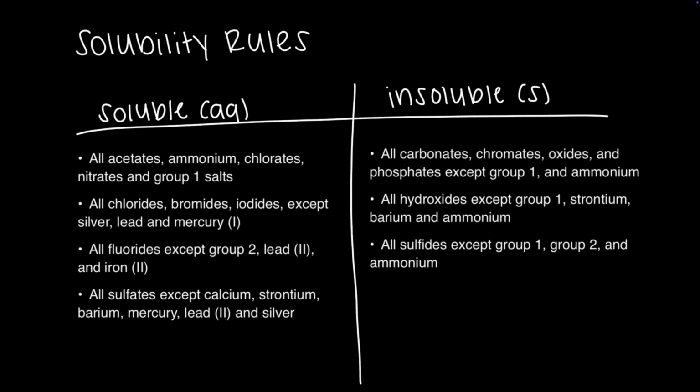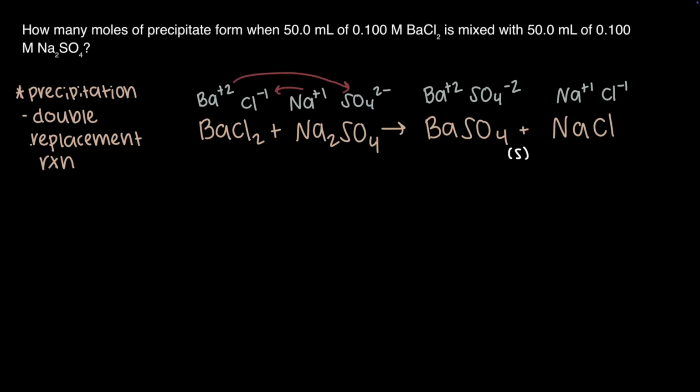Looking at solubility rules, we have all sulfates are soluble except bonded to calcium, strontium, barium, mercury, lead-2, and silver. Barium is one of the exceptions, so BaSO4 is insoluble and is a solid. All other compounds will be aqueous, so we write AQ for the state of matter. To balance the equation, we need 2 NaCl.